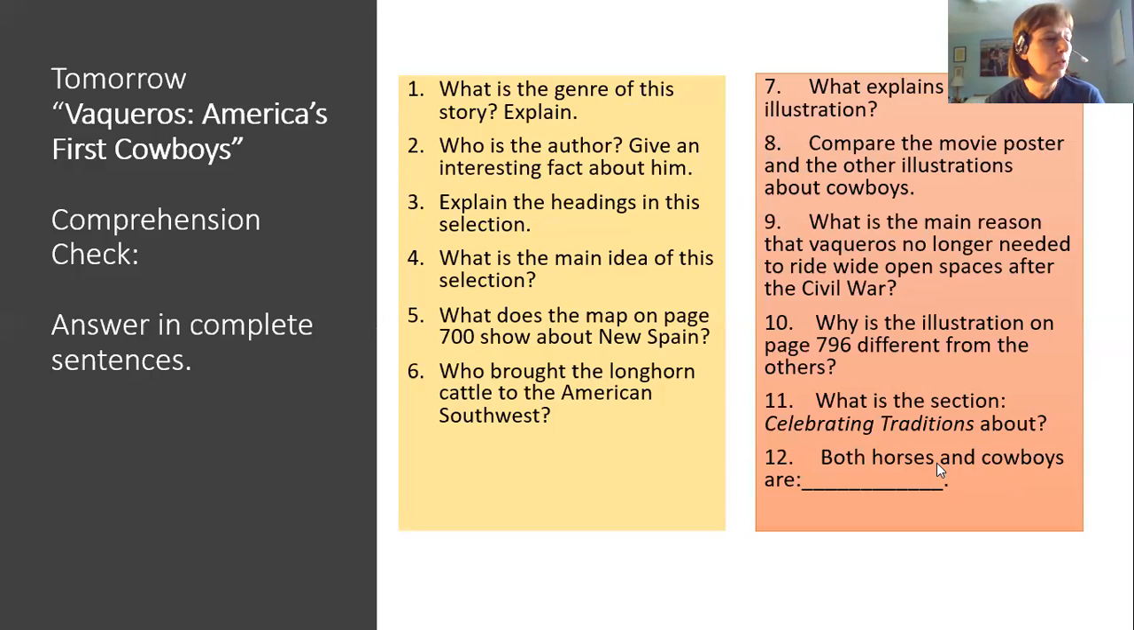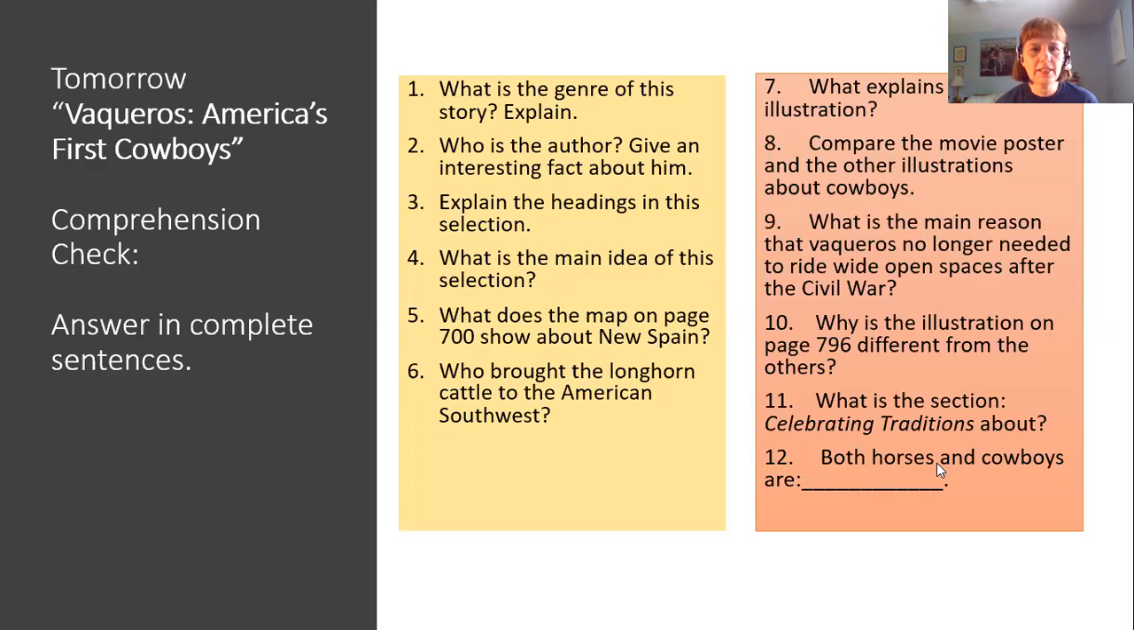You must know the genre. We discussed that this was an informational text. We discussed the author, Ancona, and I talked about him, and it's in the book. The importance of headings: they reveal a lot, and they organize the information into sections or parts. The headings in this selection, for example, at the beginning, we have the journeys on page 698. We have expanding colony on 700, a way of life, 702, doing the job on 703, the Vaquero legend, 704. And then we have celebrating traditions, which is the last heading on 707.